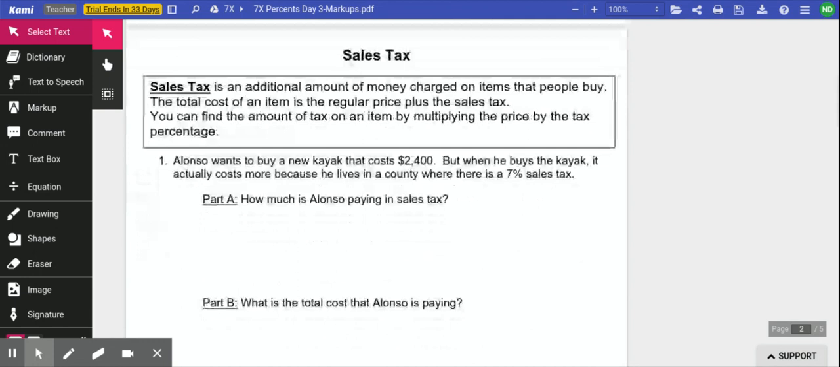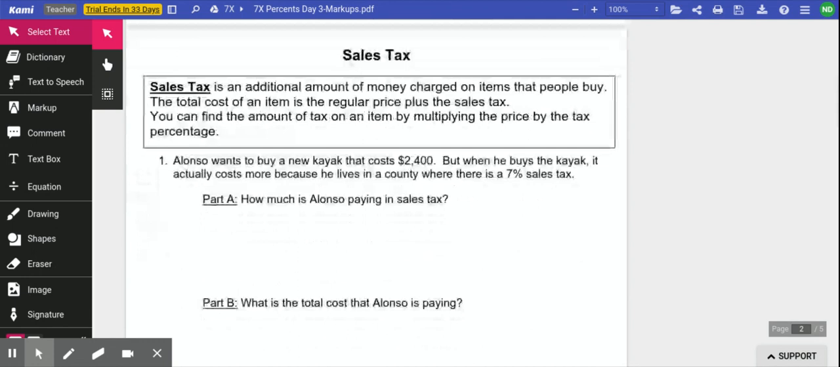You can find the amount of tax on an item by multiplying the price by the tax percentage. Okay, so this is where we got to be careful, guys. Just like yesterday, sometimes I'll ask you, hey, just figure out what the tax is going to be. Or I might say, find the total cost of the item.